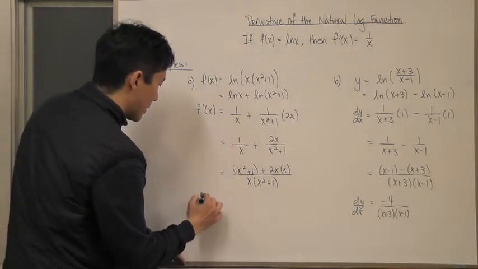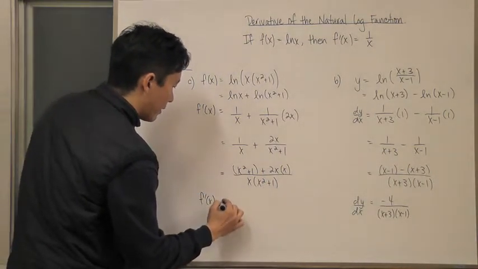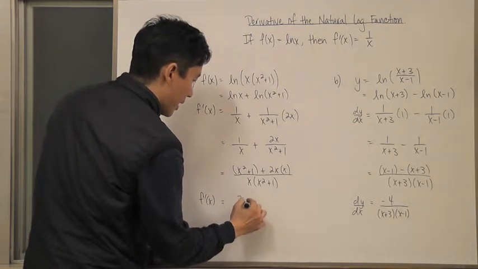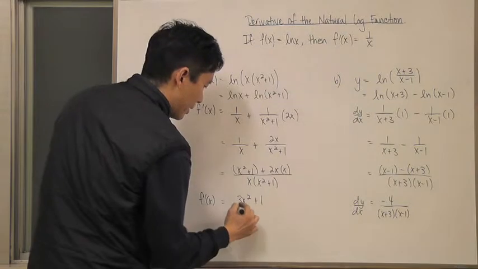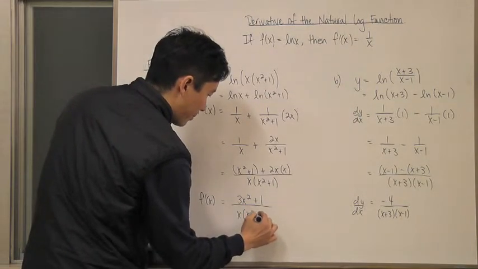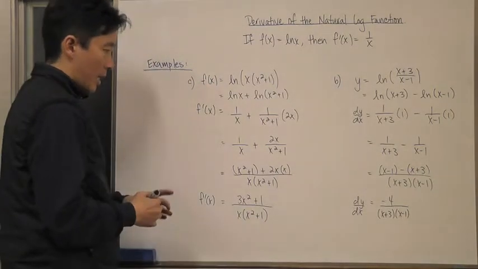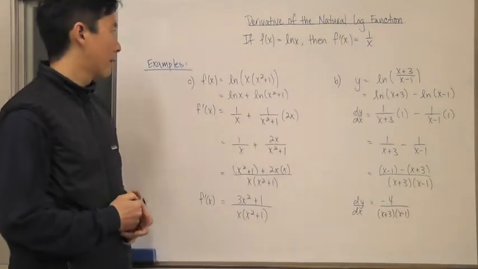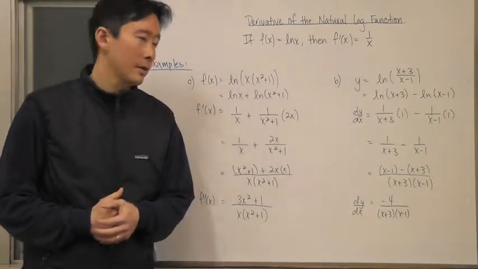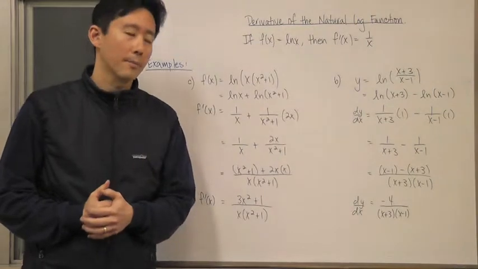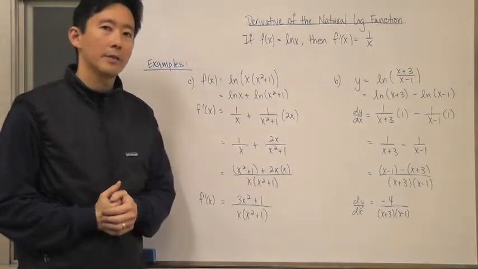So what I can do then is say that the final simplified form of f prime of x is going to be 2x squared plus x squared, so that's 3x squared plus 1, divided by x times x squared plus 1. Okay? And there you go. You've actually determined the derivative of this particular function, which involves a very complicated composite function involving the natural log.